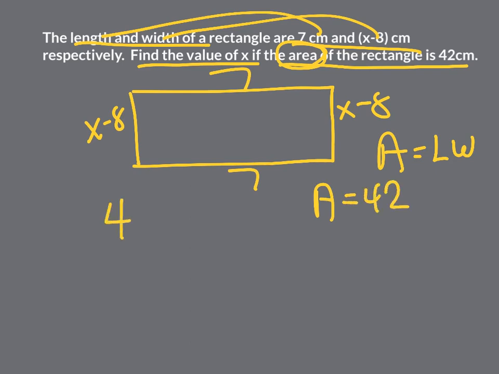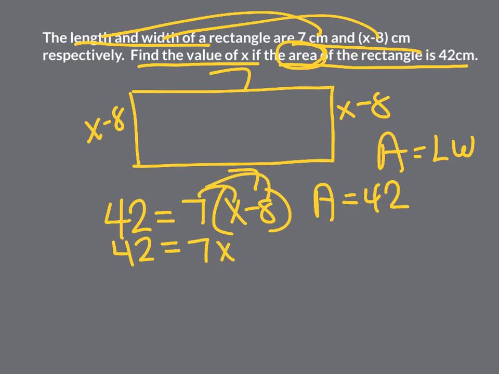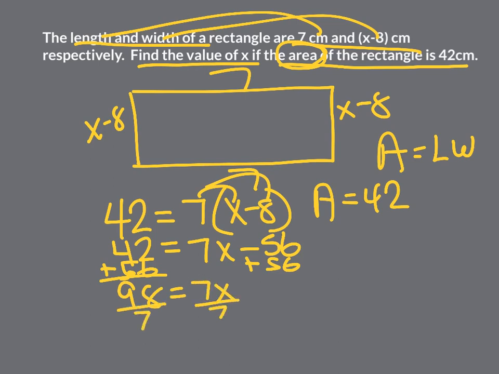So we're going to say 42 equals my length, which is 7, times my width, which is x minus 8. Now we're just going to work it out. Distribute: 7x, and 7 times negative 8 is negative 56. So now we're going to add 56. That's going to be 98 equals 7x. Divide by 7. So x equals 14. This was centimeters, so it'd be 14 centimeters.